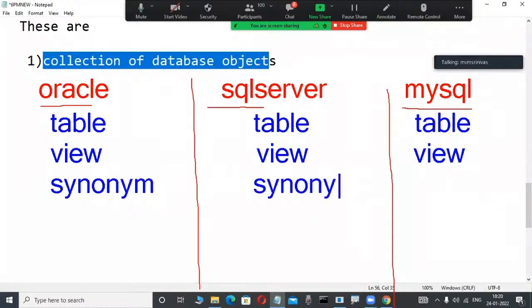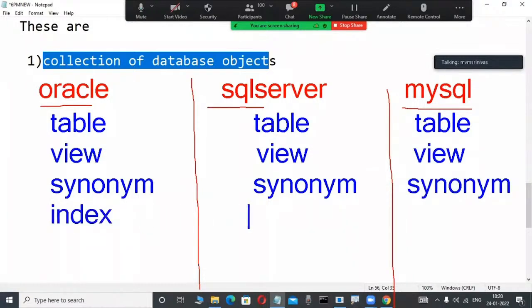In our course, synonym is available. Here also synonym is available. Here an index is there. Here also an index is there. These are called objects. Okay, some terminology. What is this one? Big concepts only. Okay, fine.